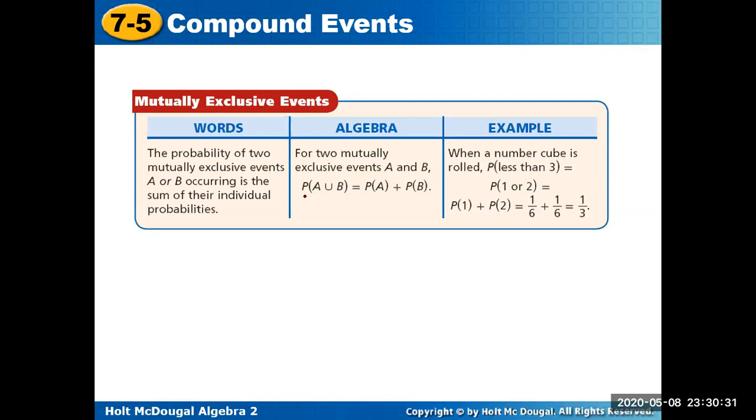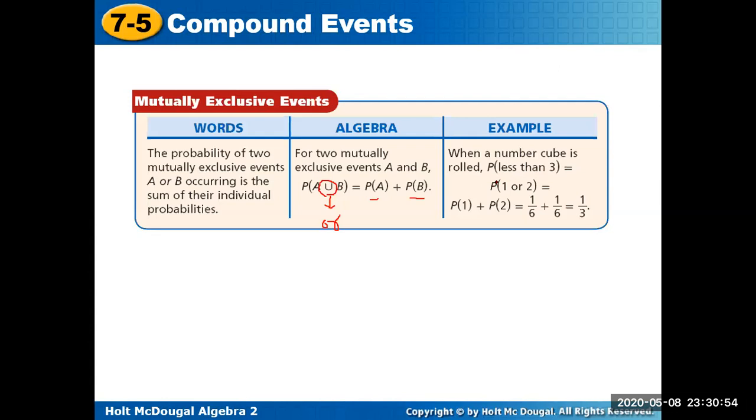Probability of A union B. This symbol is known as union, as I think you already know. It also indicates or. So union means or. A union B, or in general A or B, is equal to the probability of A plus the probability of B.